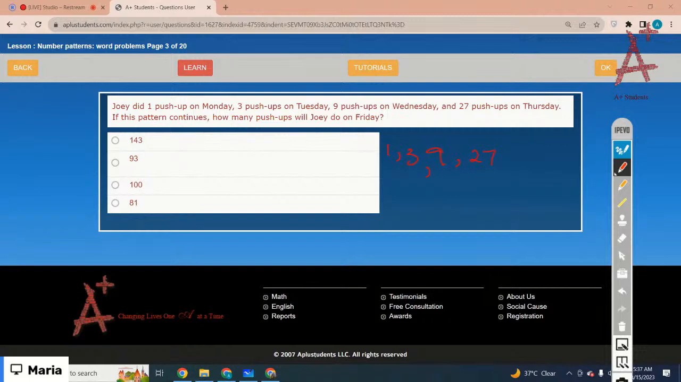The pattern is you're going to multiply each previous number by 3. 1 times 3 is 3, 3 times 3 is 9, 9 times 3 is 27. So for the next one you have to do 27 times 3, that would be 81. That means on Friday you have to do 81 push-ups, right? So the correct option is 81.